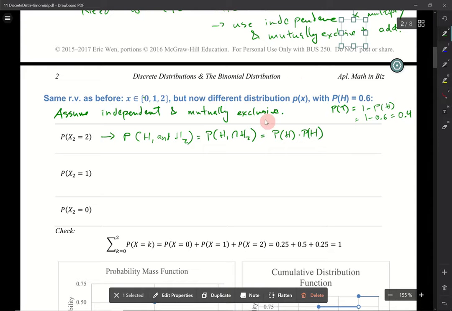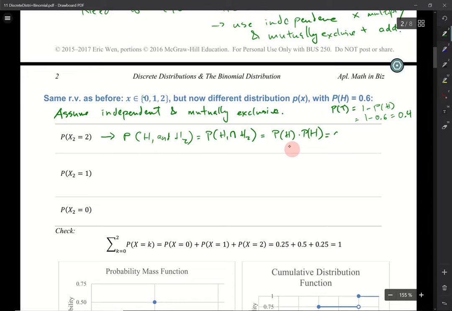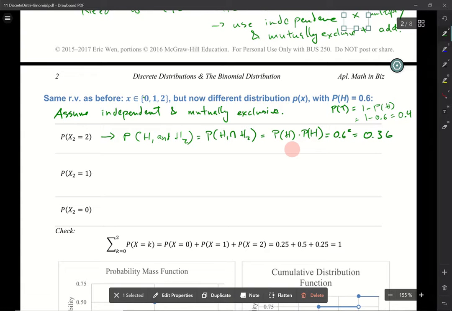And here I'm just dropping the fact that it's heads first versus heads second, because the probability that it's heads first and the probability that it's heads second is the same, right? So that's actually equal to 0.6 squared, and so that's equal to 0.36, right? Or if you did it with 3/5, it would be 9/25.